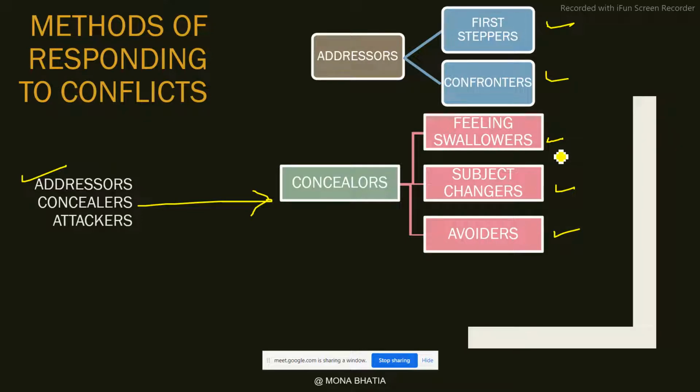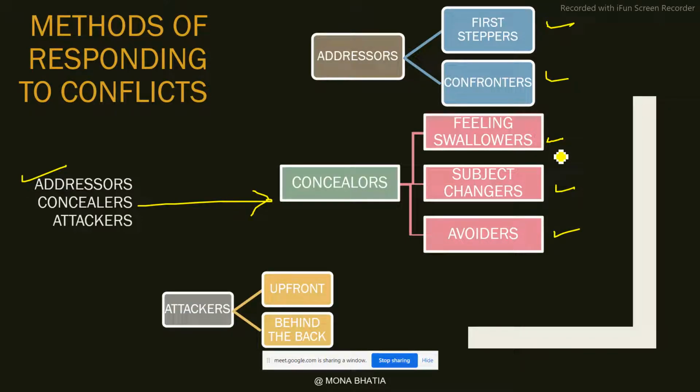So what does that mean? Being away means they are trying to avoid the whole scenario. They will not take part in it unless the situation becomes normalized again. Okay, and even if it is normalized and the topic comes up again, they will again avoid it, because they don't have any solution with them, so they avoid, right?